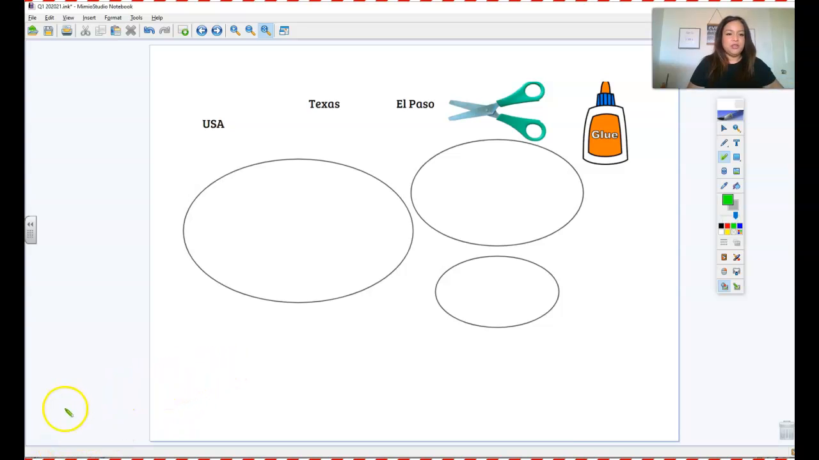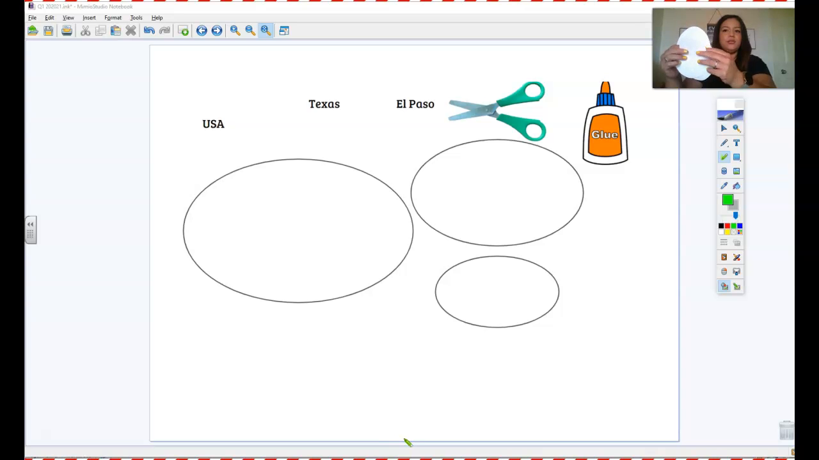Okay, so you should be drawing your ovals, and once you draw them, you're going to cut them out. Okay, once you're done, go ahead and unpause this video. Okay, so now you should have your ovals, and they should be cut out. Now the next part is that we're going to have to label them. So let's think about how these ovals are in relationship to each other.